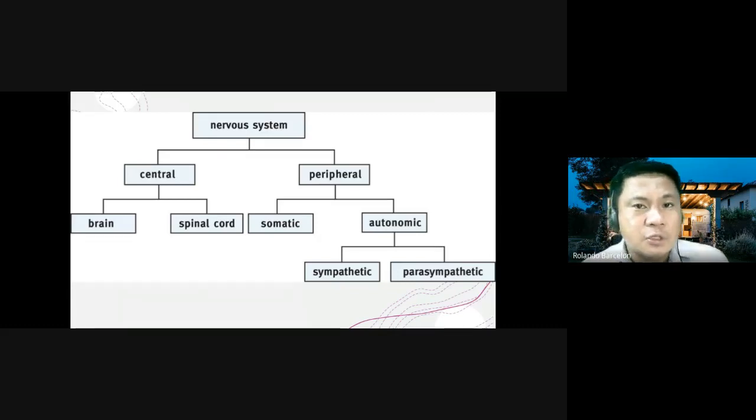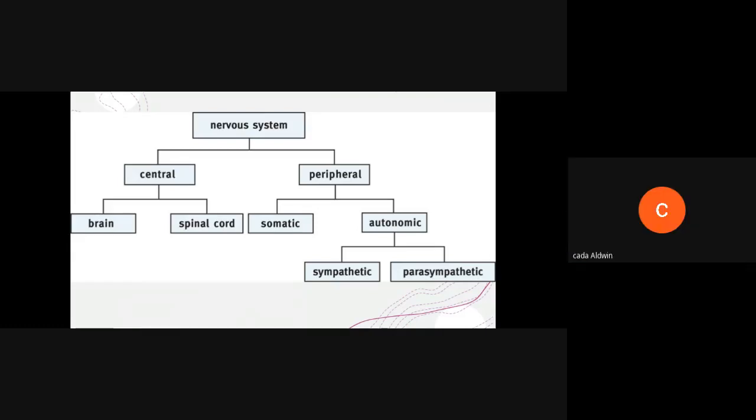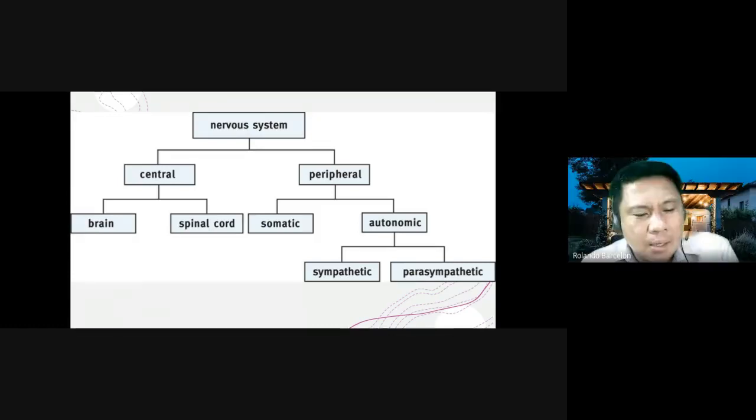Now, we have two divisions of the autonomic. What are those? Divisions of the autonomic nervous system are what? Sympathetic and parasympathetic. Yes, we have sympathetic and parasympathetic.